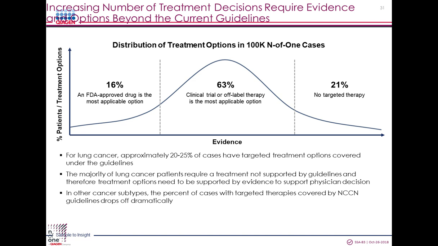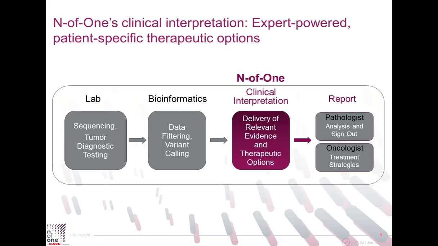The physician needs to know whether that specific variant is likely to predict sensitivity to a therapy. What is the evidence that that variant is actionable? What is the evidence to support the use of that therapy in that disease type? And which clinical trials are available that the patient can access. And this is the solution. This is the problem that N of 1 addresses.